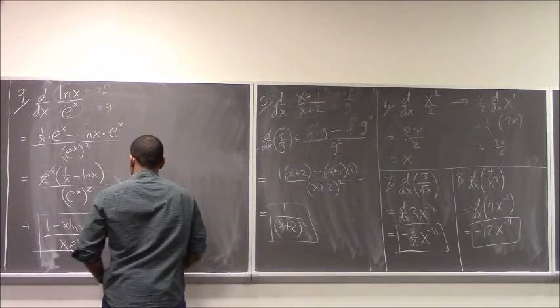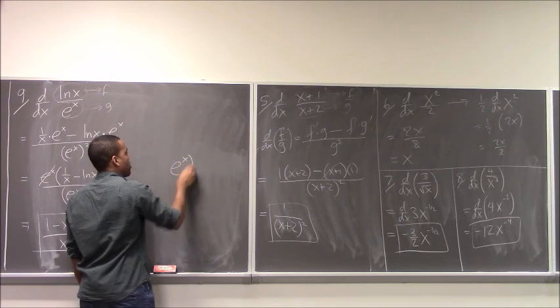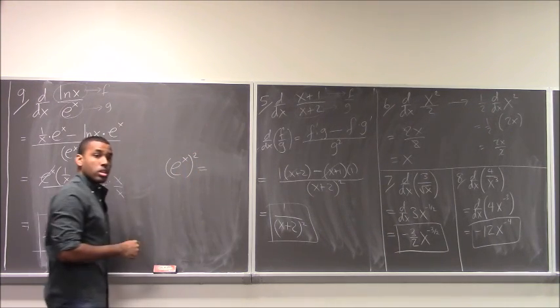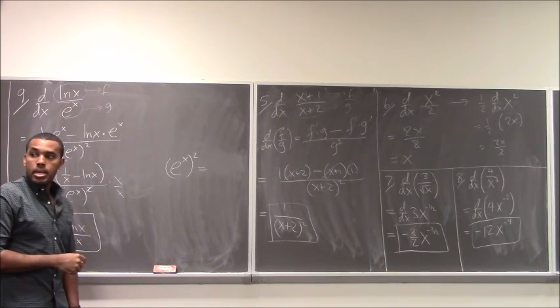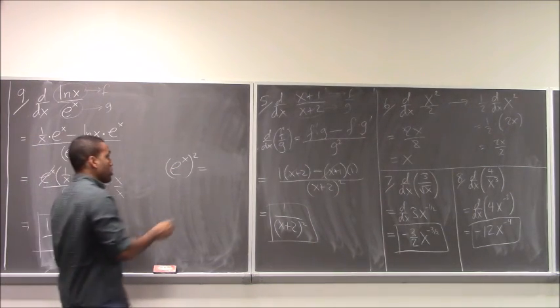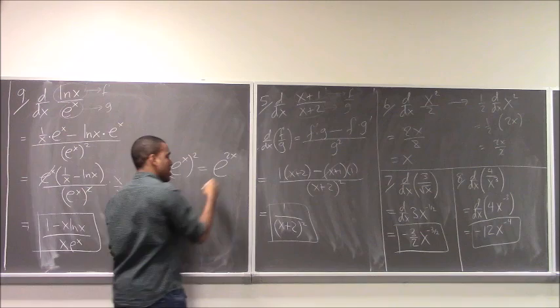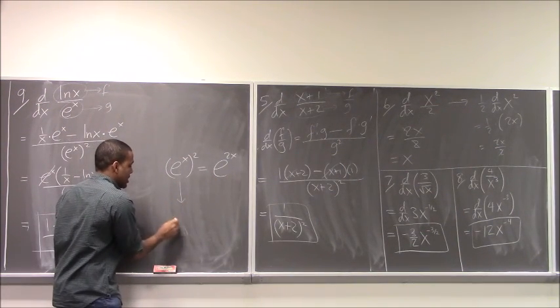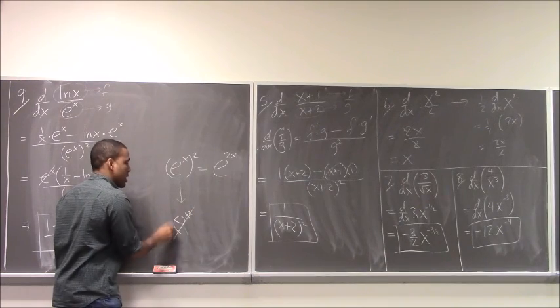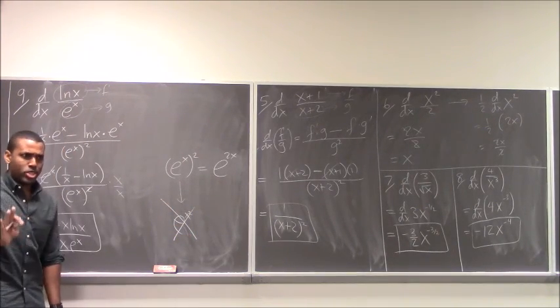Just to make sure, if I ever want to write this guy without parentheses, what would it be? Yeah, e to the 2x. I want you to be aware that that's e to the 2x. It's a very common mistake to write this, to think of this as e to the x squared. That would actually be wrong. You want to make sure you remember.